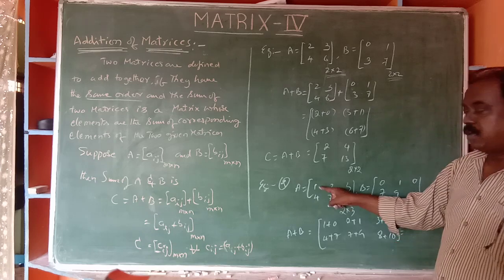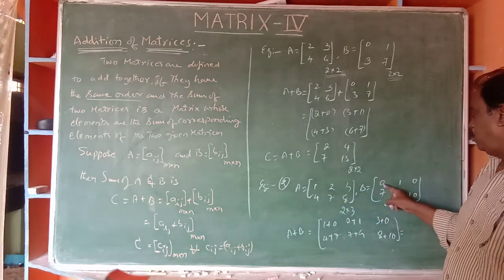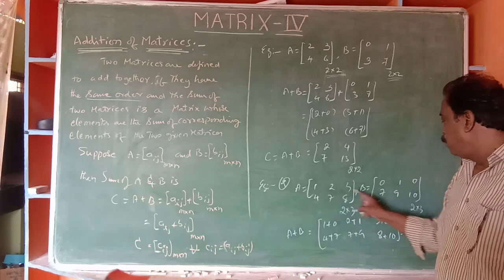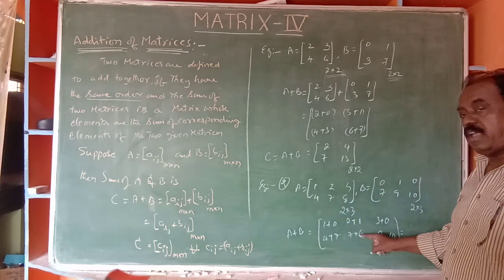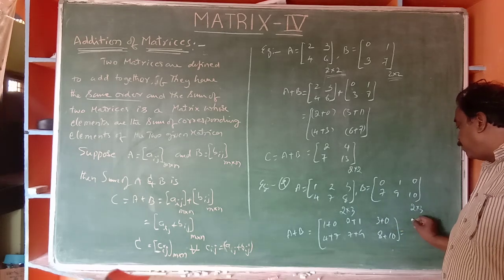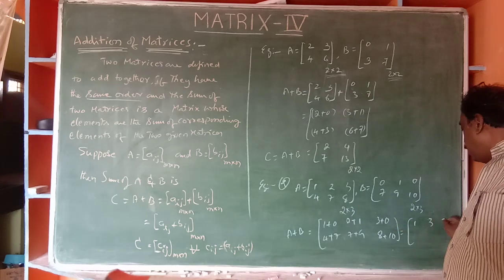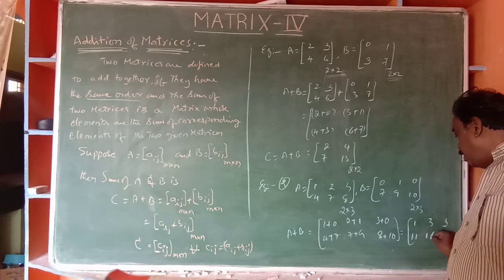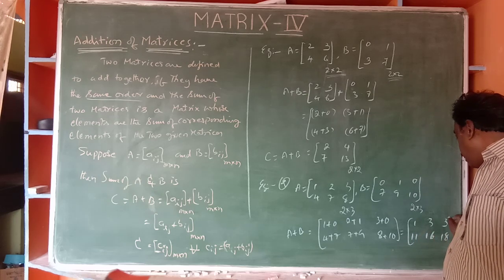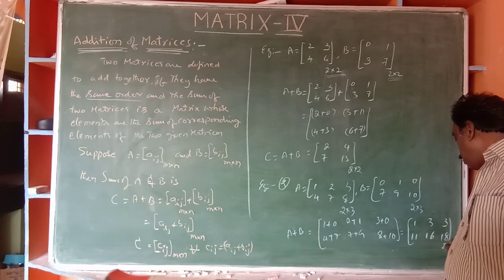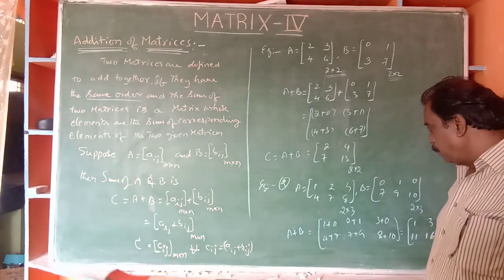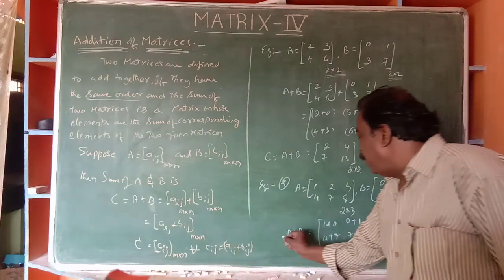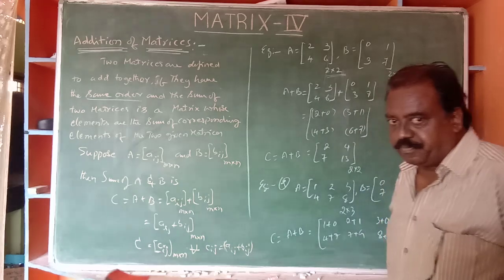Corresponding elements: 1 plus 0, 2 plus 1, 3 plus 0, 4 plus 7, 7 plus 9, and 8 plus 10. It is 1, 3, 3, 11, 16, 18. Here also 2 by 3, 2 rows and 3 columns. It is also a new matrix. Say it is C.